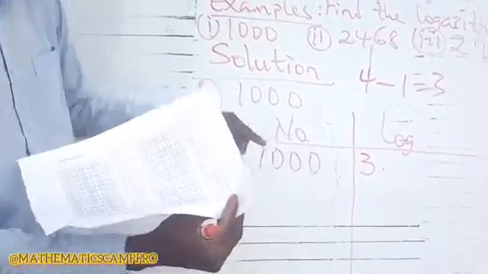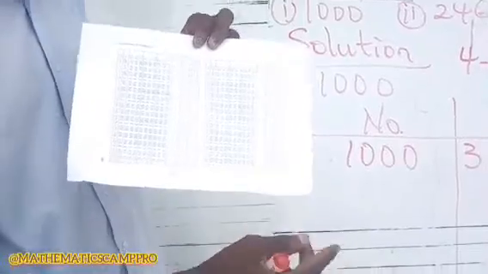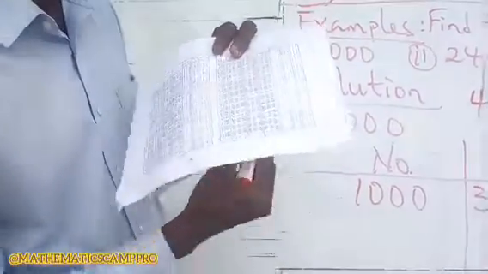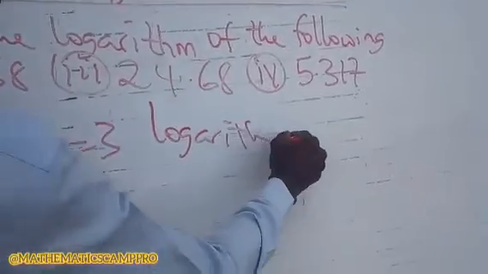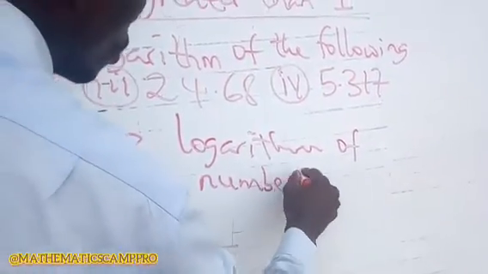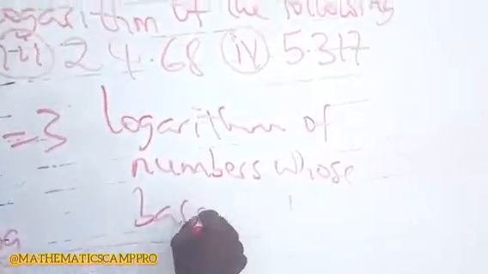Why are we looking at 10 under 0 and difference 0? The logarithms that we are treating are logarithms of numbers whose base is 10.